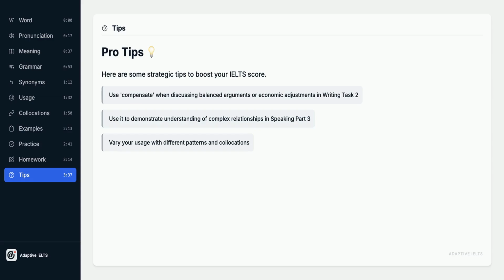Today we've explored the word compensate in detail. This versatile verb will help you discuss adjustments, balances, and reimbursements effectively in your IELTS exam. Keep practicing with the exercises and tips provided to enhance your score.